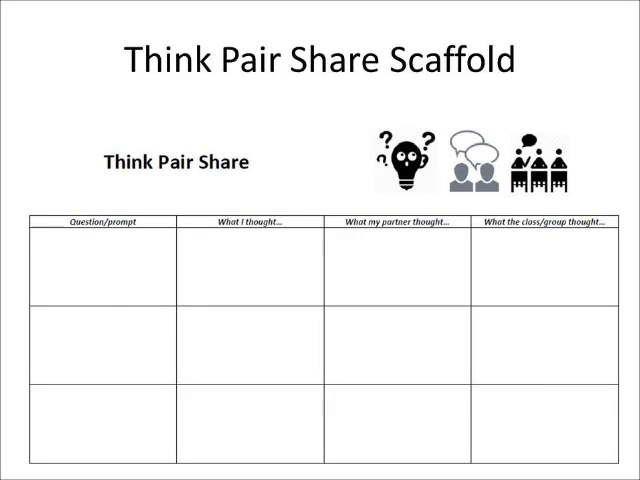The first column is space for the students to write down the question or prompt. I encourage you to use this step as it forces the students to engage closely with the question or prompt so that they can clarify any issues with the question.